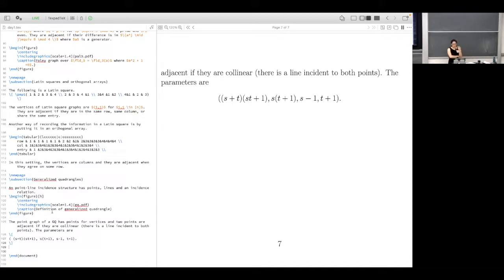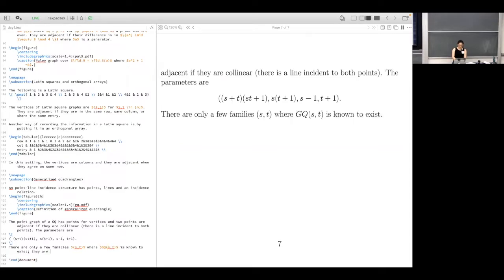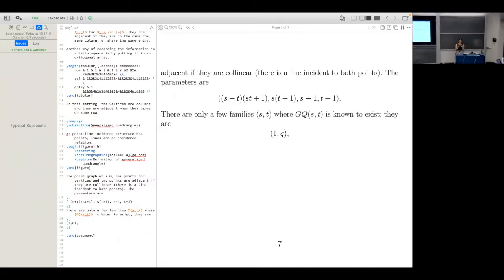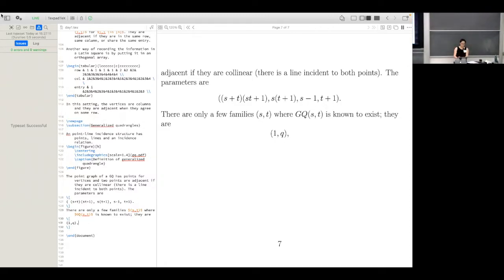There are only a few known cases for s and t where generalized quadrangles are known to exist. So there are only a few families, by which I mean values of s and t where GQ(s,t) is known to exist. They are so few that I'm going to list them. So GQ(1,q) is possible. This will just give you a grid, a toroidal grid. That also will be a generalized quadrangle.